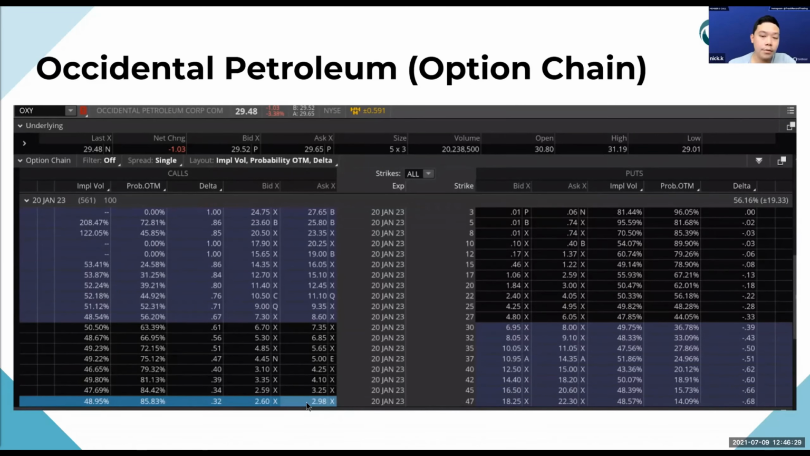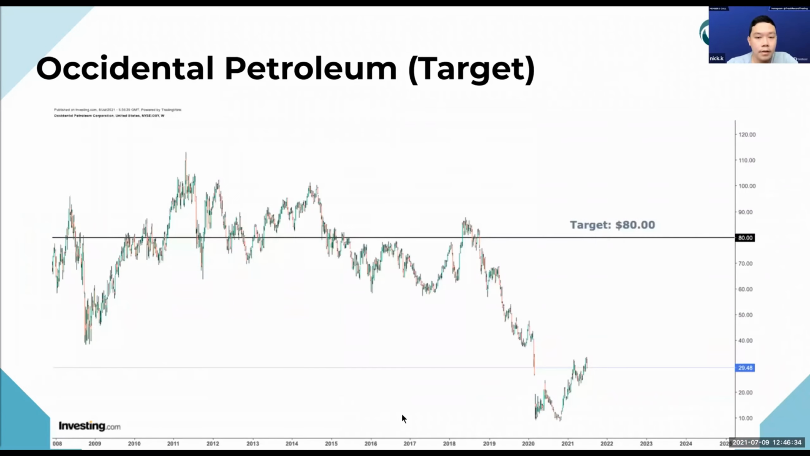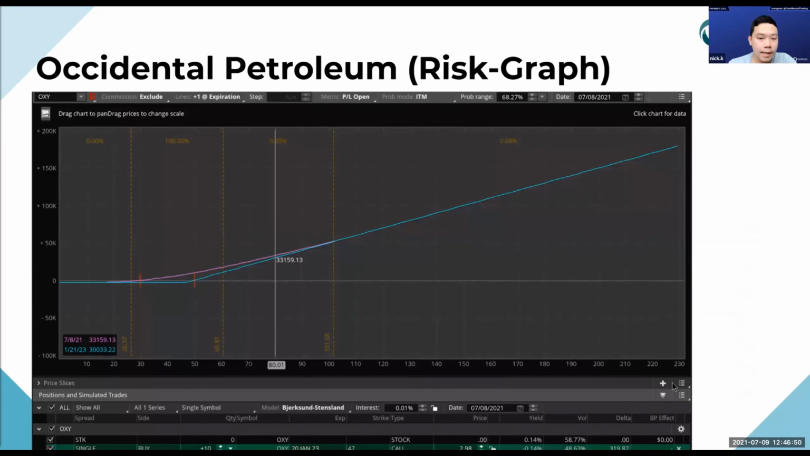We're still getting filled, so we'll update in the Slack after this. Our target price is $80. Occidental is about $29 now, so our strike price is a third of the way there. So it's comfortable relative to our price target. And of course, based on a $100,000 account as well, we're risking 3%. So if it hits there, then your profit will be $30,080, which means it's a 1 to 10 risk to reward.